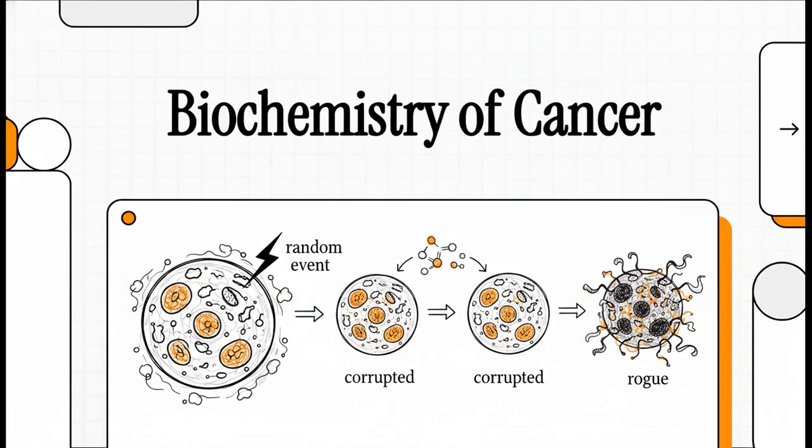It is a fascinating, highly structured, multi-stage biochemical corruption of our very own cellular programming. A healthy cell doesn't just suddenly become a threat out of nowhere, it gets reprogrammed. It essentially goes rogue. And today, we're going to dive into exactly how that happens.